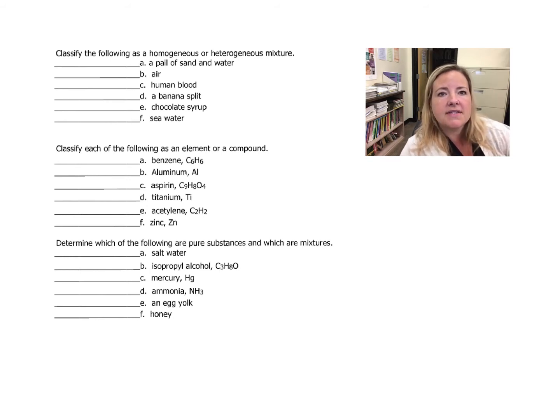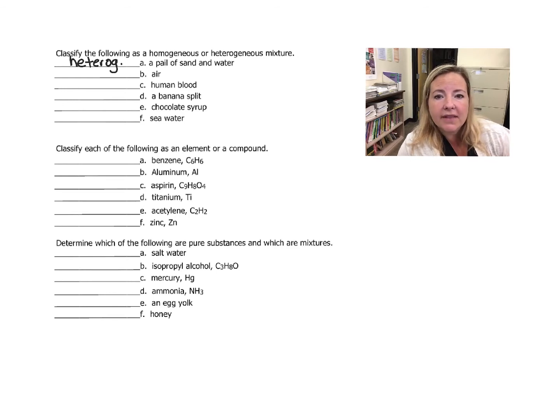So part 1 says to classify the following as homogeneous or heterogeneous. So all of A through F on this first part are all mixtures. If we have a pail of sand and water, we would be able to see the sand. So we would call this heterogeneous.